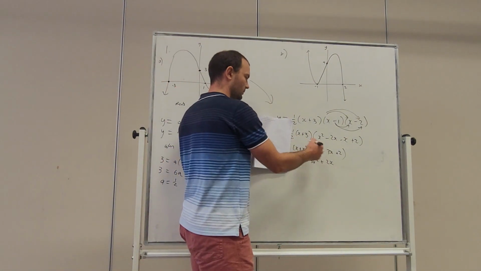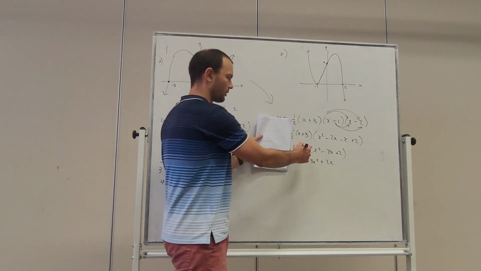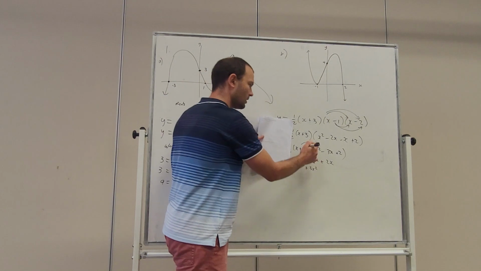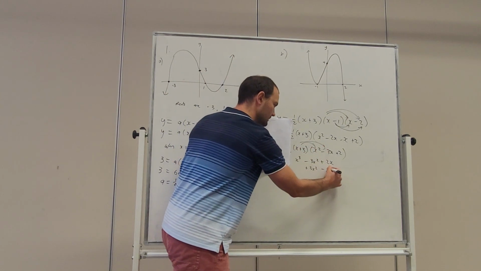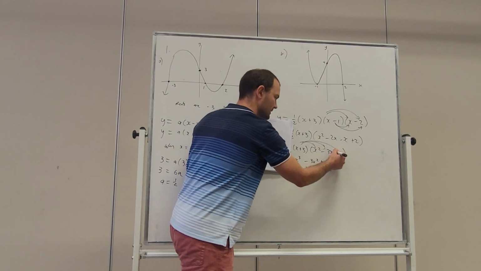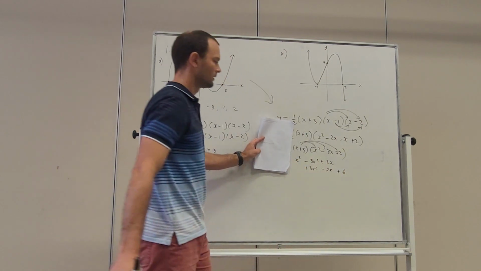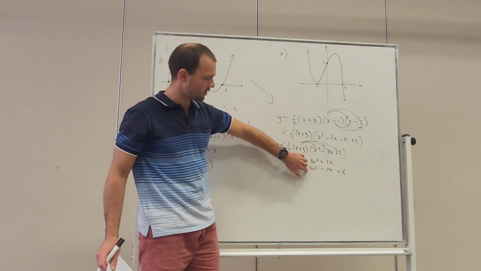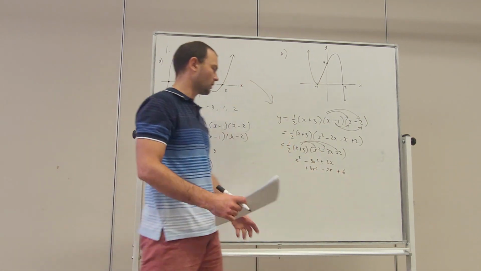So I've multiplied the x through. Next, let's multiply the 3 through. So we're going to have plus 3x squared. We're going to have take 9x. And we'll have plus 6. So staggering them, I've got x to the 3. We've got the x squared terms. We've got the x terms. And then we've got the constant terms.